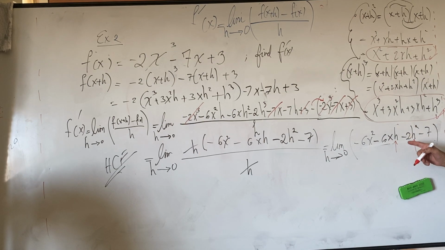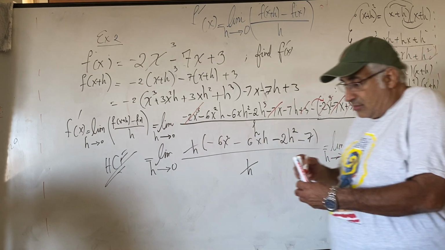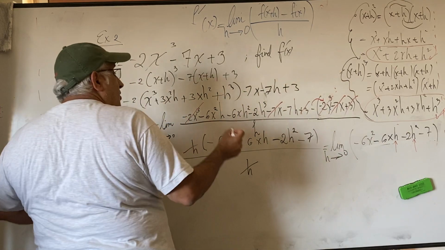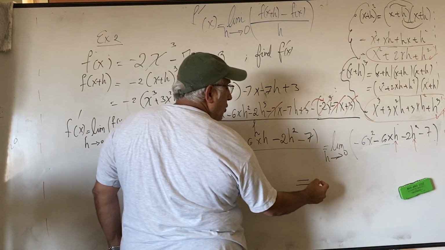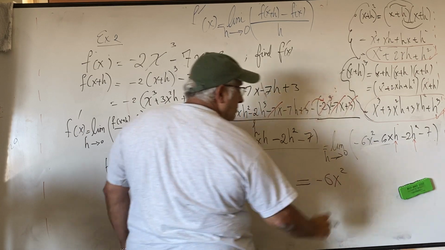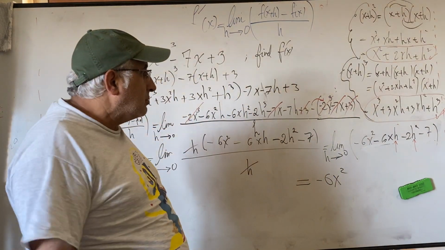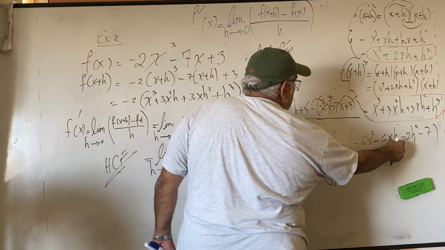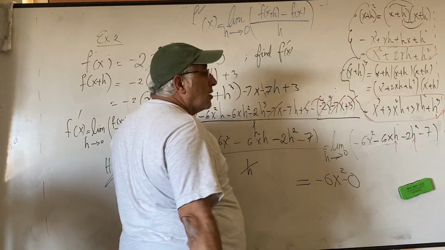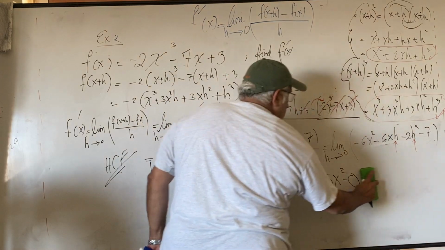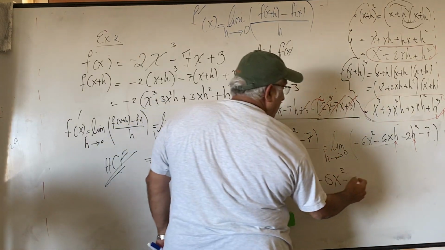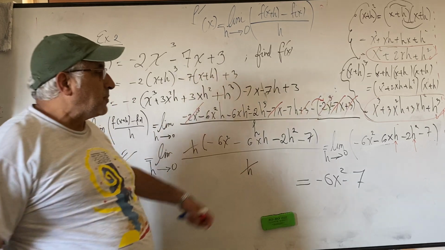What is 6 times 0? 6x times 0 is 0. So the final answer, when we substitute 0 in the h's, we will have this. No h. 6h times 0, 0. 2 times 0, also 0. Actually, you don't need to write it down. And minus 7 left. What is that expression for?